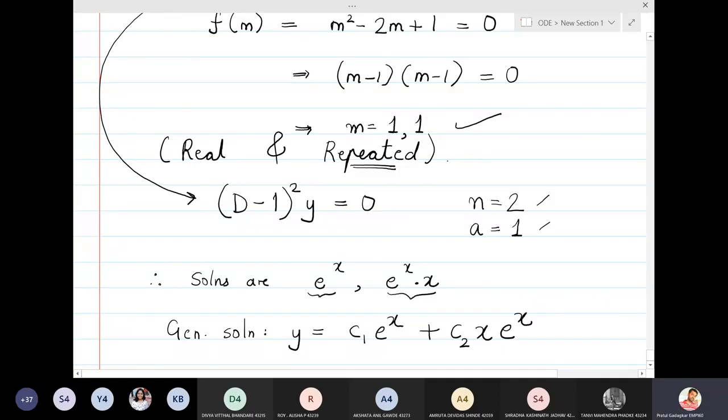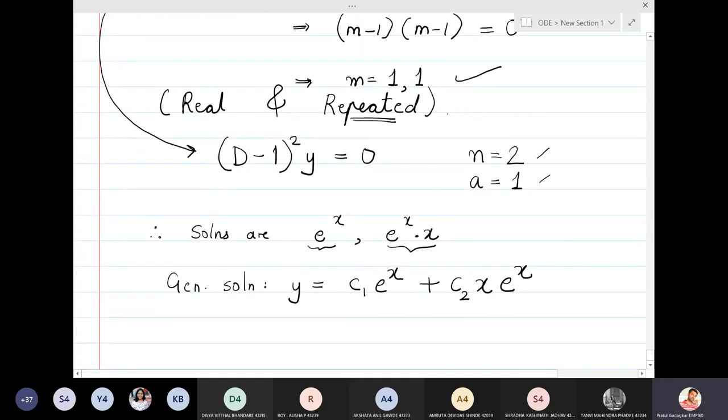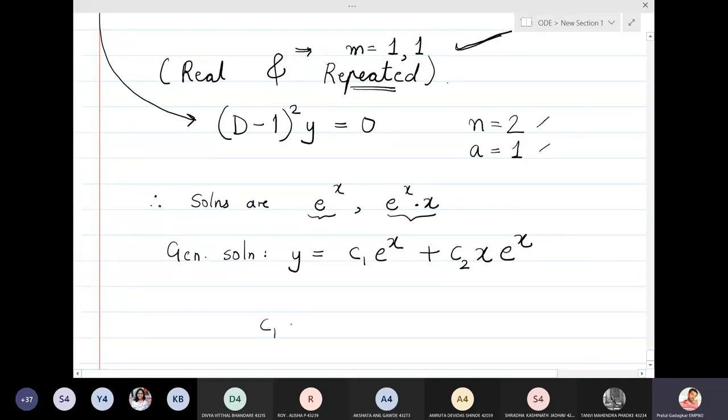So do you observe what is the small change that has happened? Because the root was repeated 2 times, in the general solution we will not write c1 e raised to x plus c2 e raised to x. Since the root is repeated, you just put an additional x over here. Okay, so I hope this is understood.